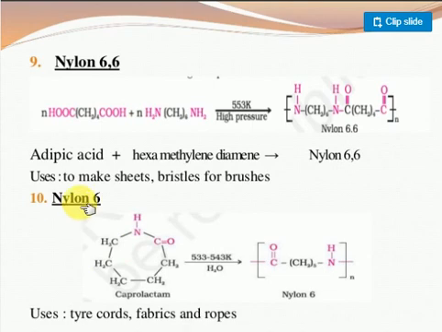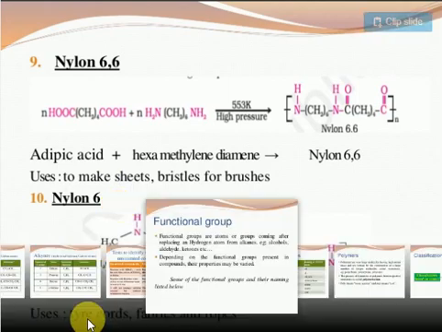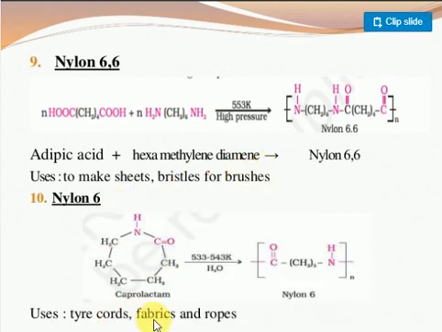Nylon 6 is made up of only one type of monomer. This is caprolactam. Look at this: caprolactam has an amide group, C=O with NH. How many carbon atoms are there? 1, 2, 3, 4, 5, and along with this one, 6 will come. On heating, the ring breaks and attaches to other molecules. This is called nylon 6. Nylon 6,10 is generally used for the tire cords of fabrics, and ropes also.